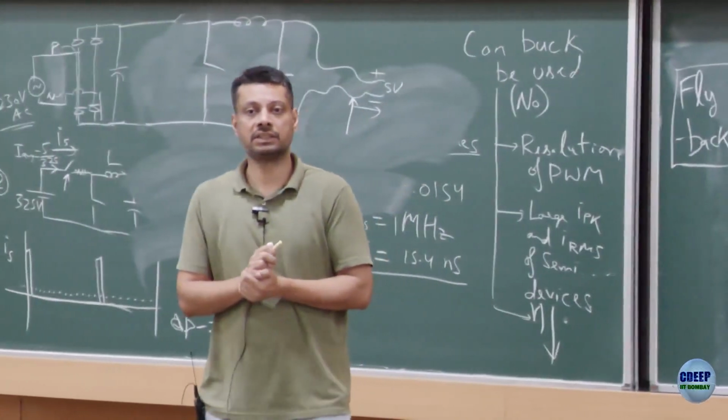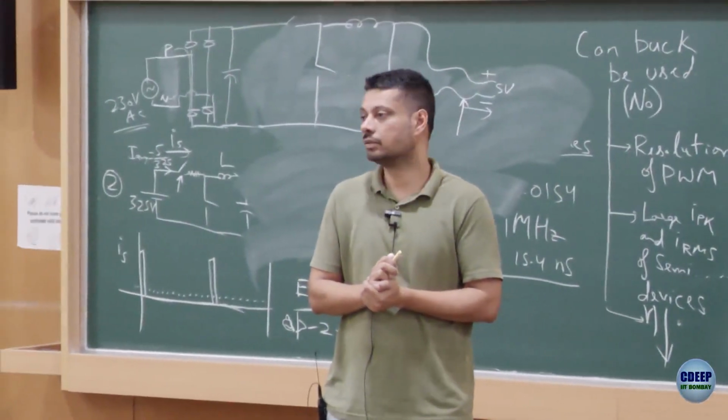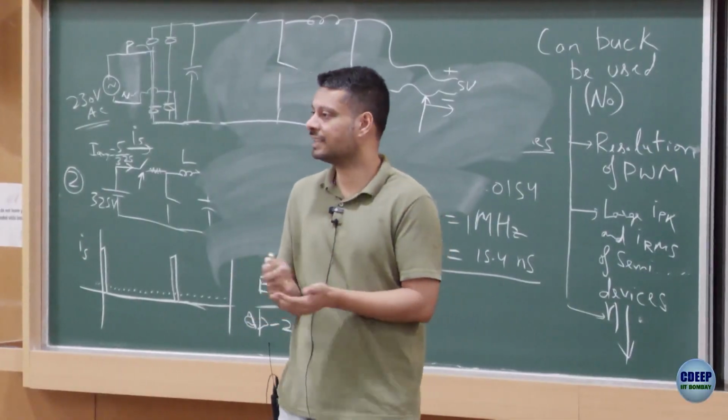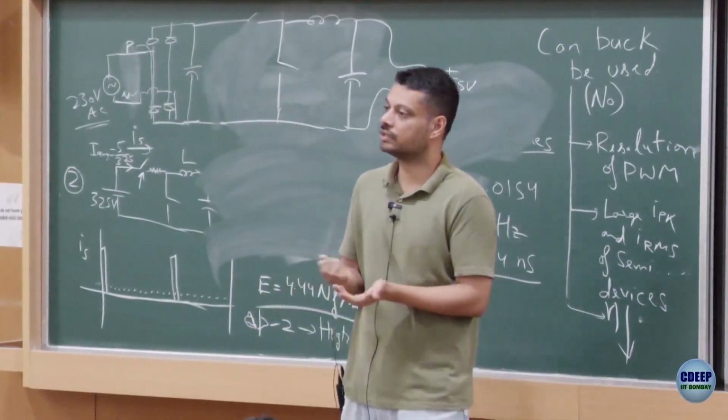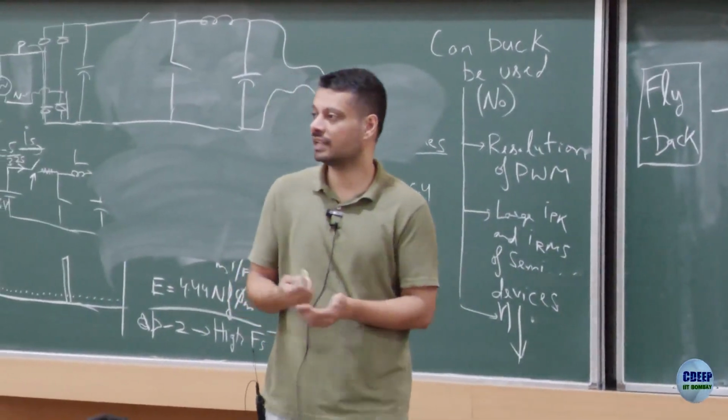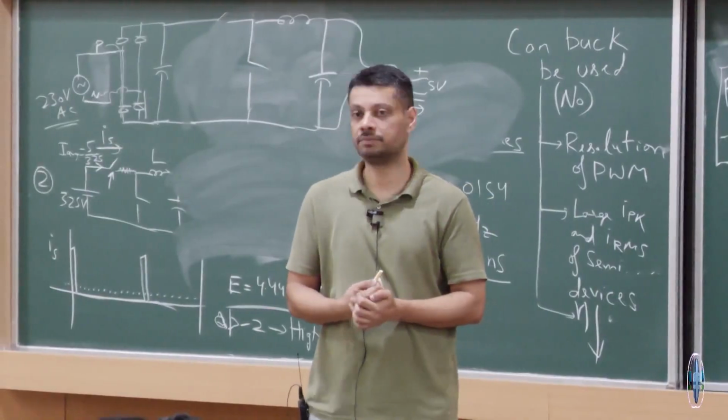Any doubt? Any question? No question? After the switch off, voltage is negative, so the current has to fall, right? V equals L di by dt. So voltage is negative, which means di by dt has to be negative.